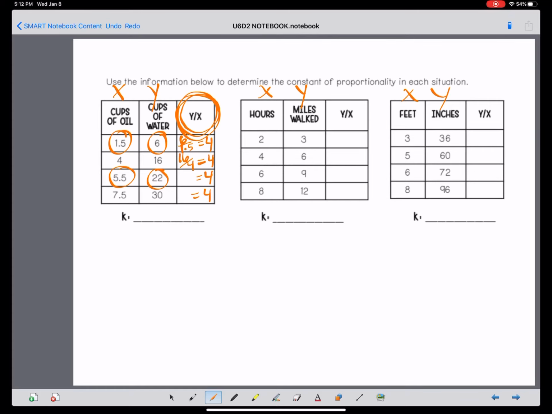It's important that you don't just jump down and conclude that all of these ratios are going to give you the same constant or give you a constant, because sometimes it won't. So you want to make sure that you go through and do the math for every single one of them. K represents our constant and we're constantly getting 4. That's our constant each time when we do our y value divided by our x value. So let's just go ahead and put 4 right there.